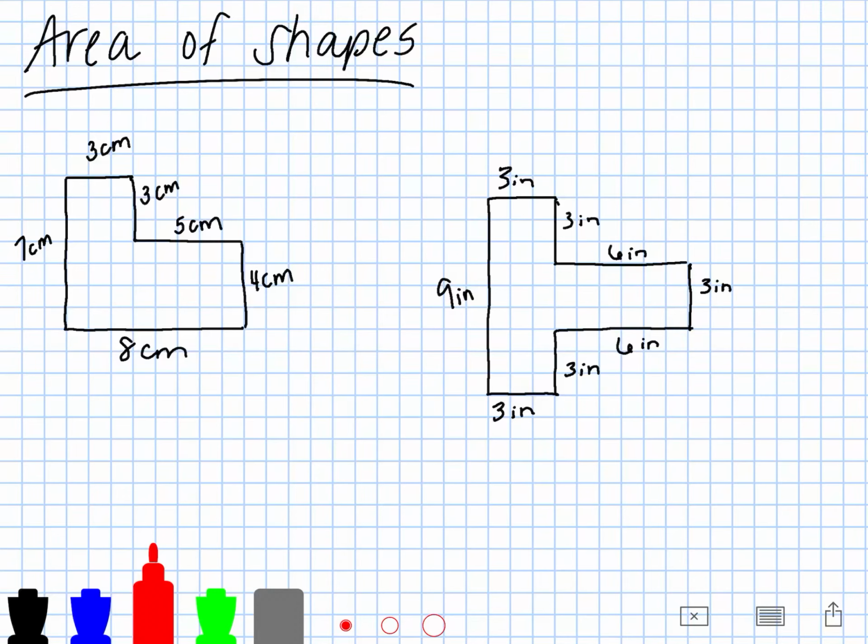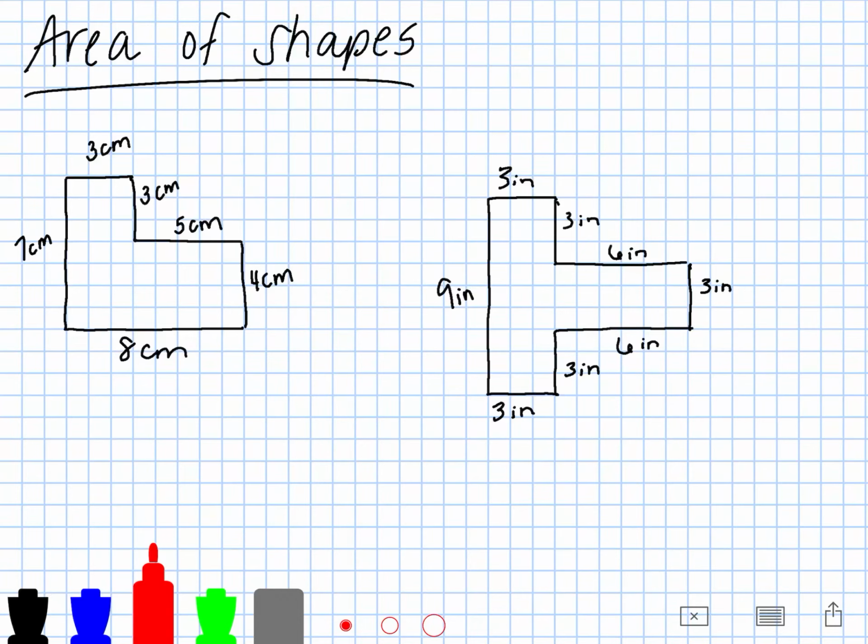This practice page is working on having you find the area of shapes that are not squares or rectangles. However, they're still giving you the unit squares inside the shape so that you can find the area multiple ways. So you see the shapes and you see their measurements. We're going to look at the one on the left first.